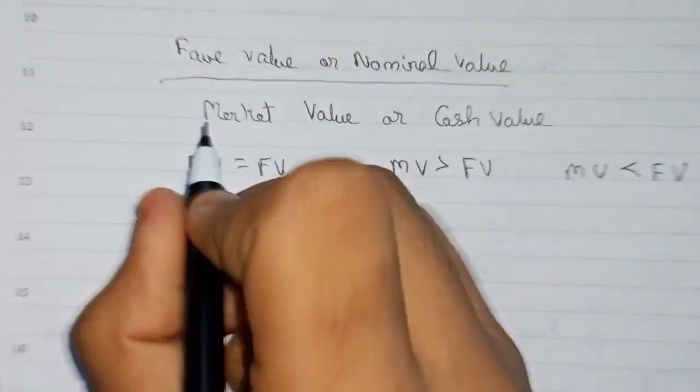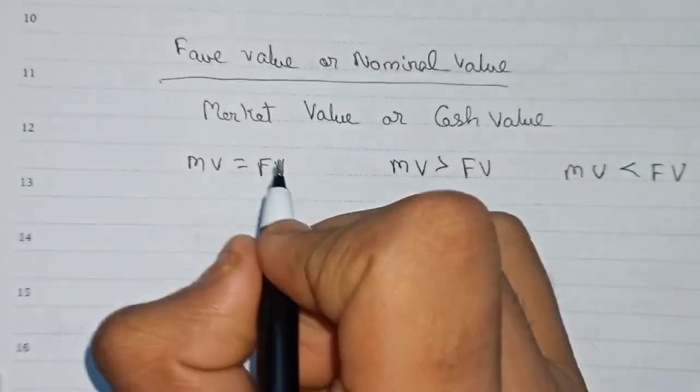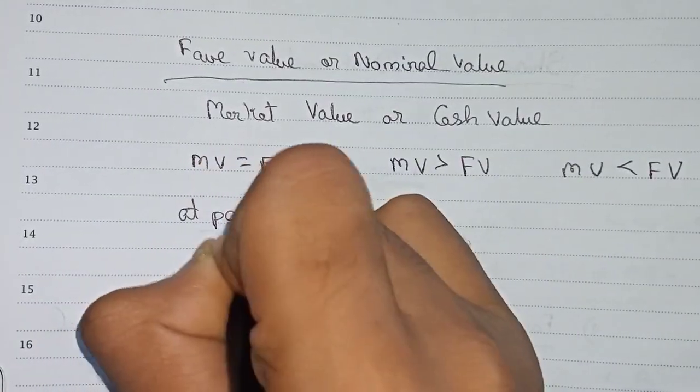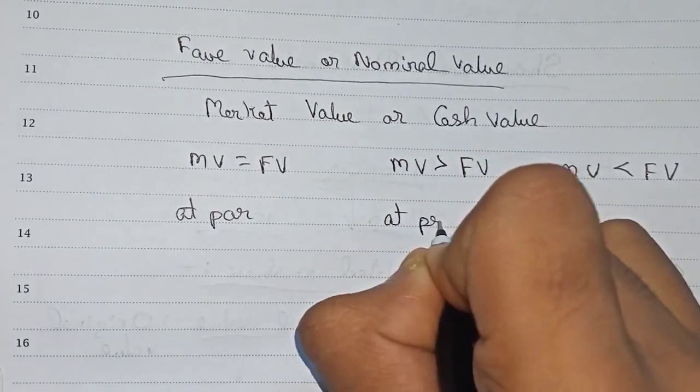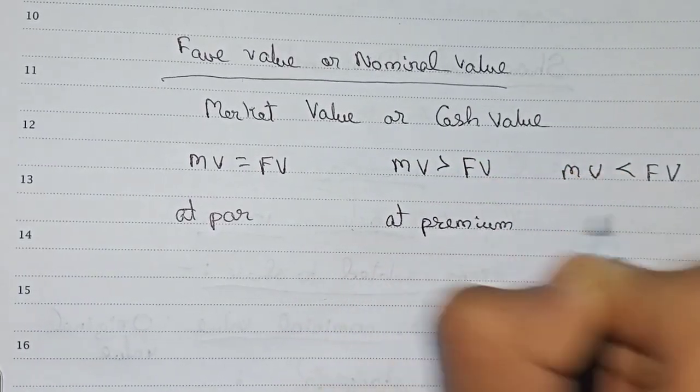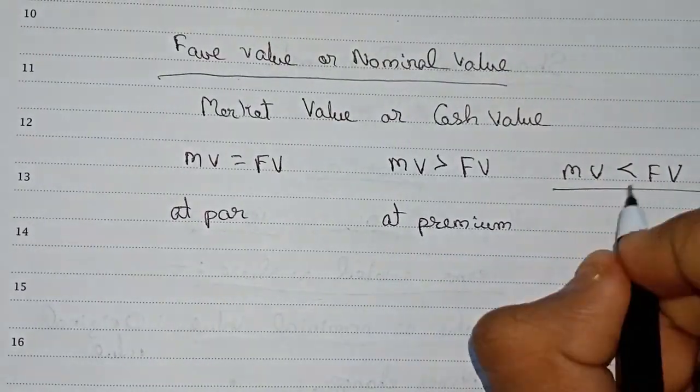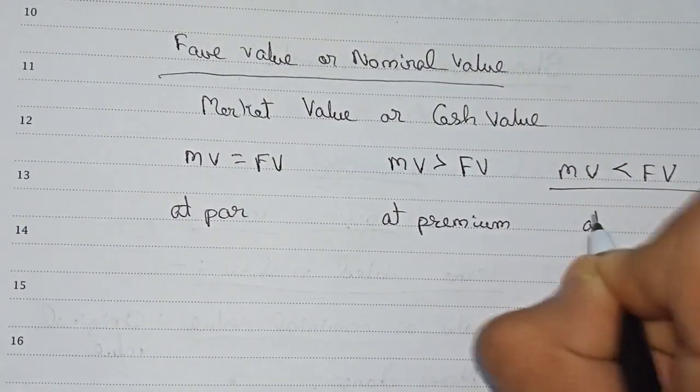When the market value is equal to face value, it is called at par. When the market value is greater than face value, it is called at premium. And when the market value is less than the face value, it is called at discount.